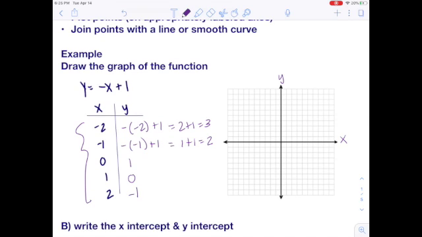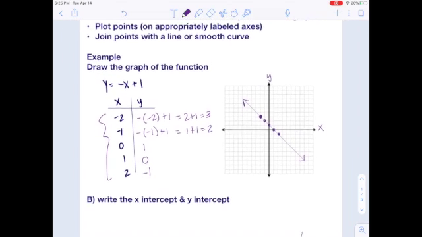So when you draw your graph, at negative 2 you're up at 3, which is about here. At negative 1, you're at positive 2. At 0, you're at 1. And 1 comma 0, and 2, negative 1. Then you're going to connect through. Make sure that you use the straight edge. A student ID card works great for these linear graphs.